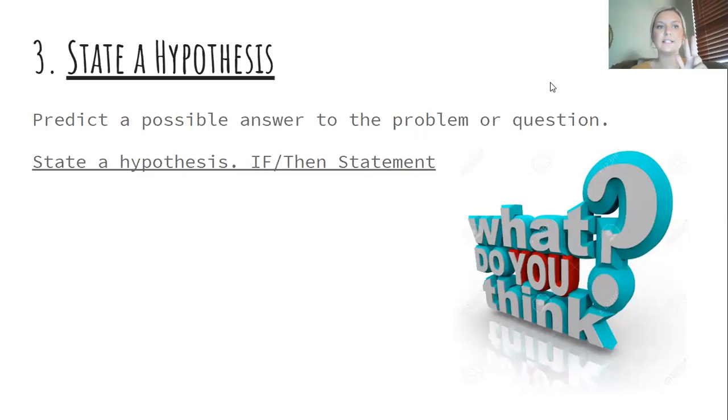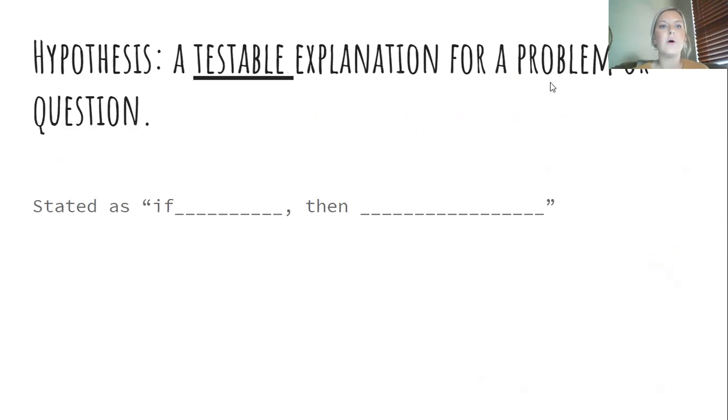Number 3, state a hypothesis. Predict a possible answer to the problem or question. So stating a hypothesis, you're going to use an if-then statement. So let's see. If I do all my work in class, then I will get an A. Just like that. So you're going to be using an if-then statement to predict a possible answer to the problem or question that you conducted. So hypothesis, a testable explanation for a problem or question. Just like this, like I said, if you don't do your work in class, then you will receive an F. That's another if-then statement.